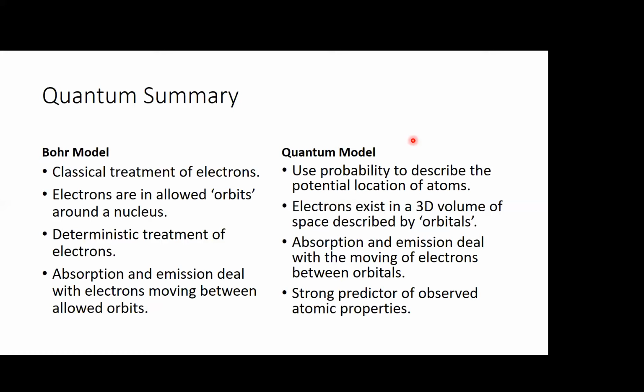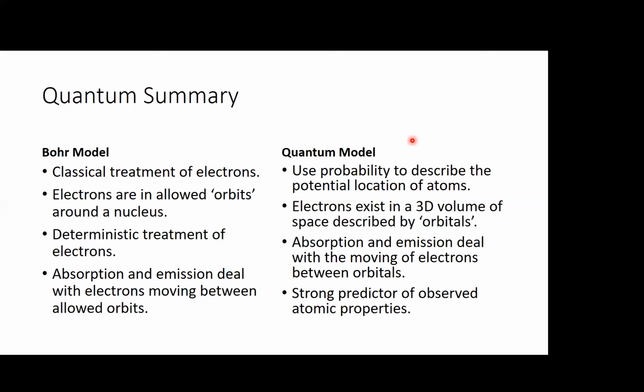The quantum model is one that uses probability, and that is the key word here, probability, to describe the potential location of electrons in atoms. We can actually even use it for atoms, but atoms get kind of big. So the electrons exist in 3D volumes of space, and those are referred to as orbitals. The orbitals that we talked about, S-shape, P-shape, D-shape, and F-shape, are all 3D probability maps of where you might find an electron in an atom.